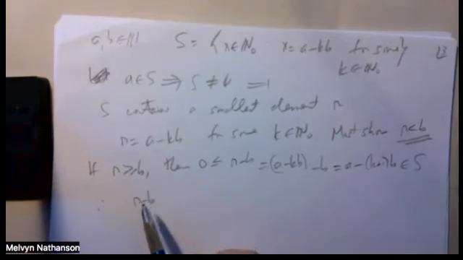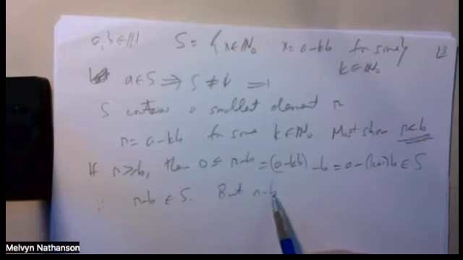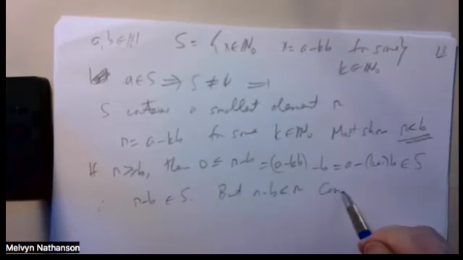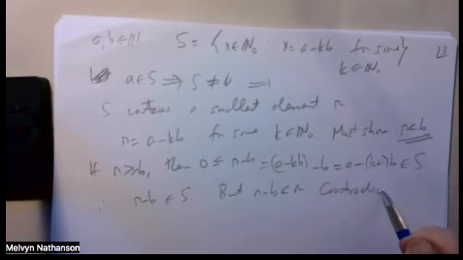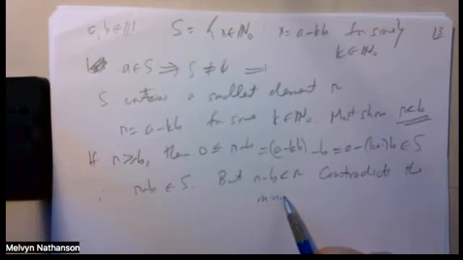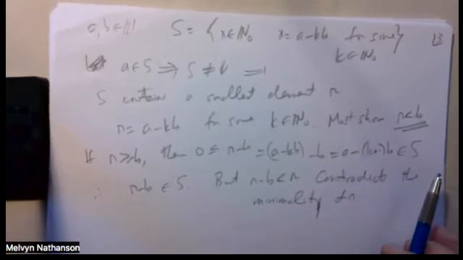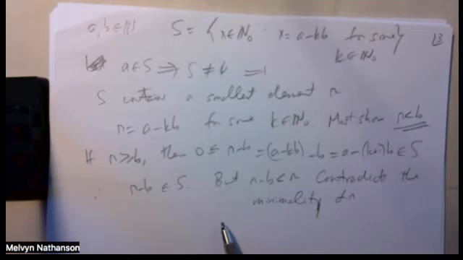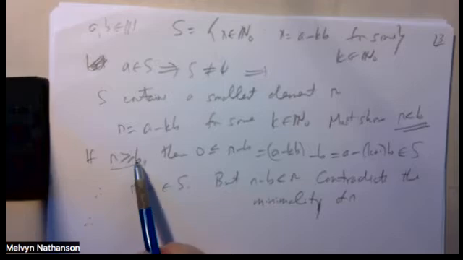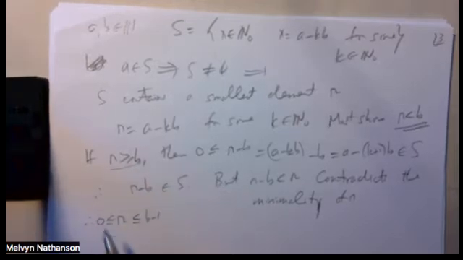Therefore, R minus B is in S, but R minus B is less than R, because I'm subtracting something positive. And this is a contradiction. This contradicts the minimality of R. I chose R to be the smallest element in the set S. So therefore R can't be greater than or equal to B. R is less than or equal to B minus 1.